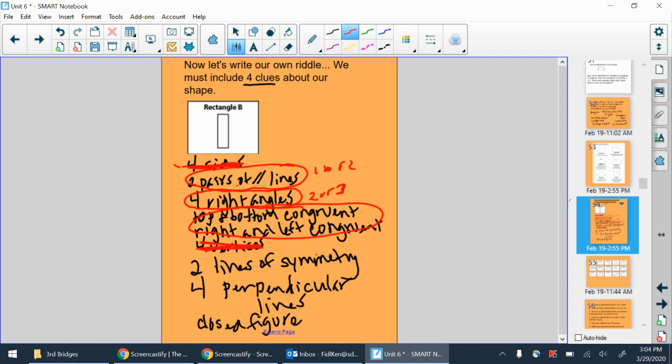I think I might go with, maybe I'll do something with the 2 lines of symmetry. I'll circle that one. Okay, I've picked my 4 attributes that I'm going to focus on, and now I need to decide what order I'm going to put them in. Let's see, which one is the most vague out of the ones that I did? You know what? I think I'm going to start with 2 pairs of parallel lines.